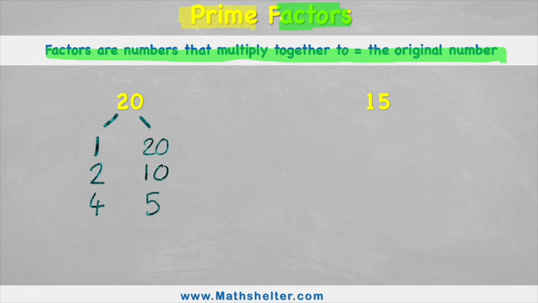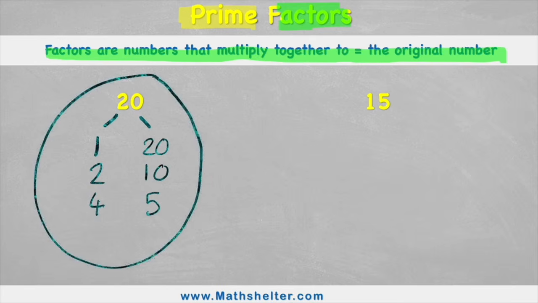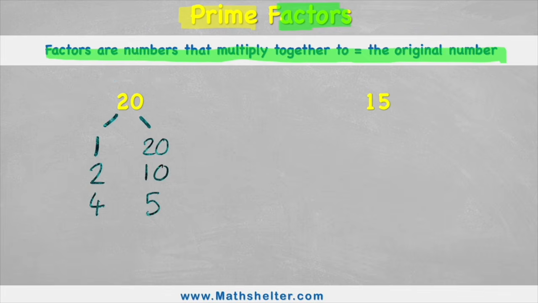Now, just a quick note, if you're not too sure on how to find factors and use a factor tree like this, go and watch that specific video on this channel, because we're not really going to focus on that today. We're looking at prime factors. Okay, so now I've got my factors of 20. What I'm looking for are the prime factors. But what's a prime number? What does it mean, prime?